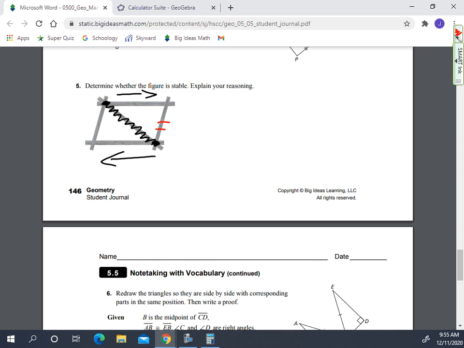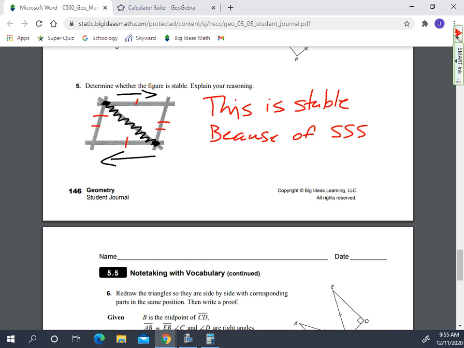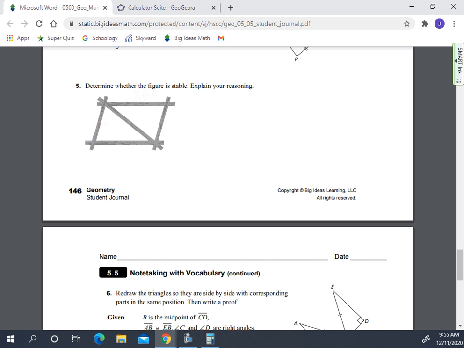Okay. So this is stable. Why? Because of side, side, side. We created 3 congruent sides of the triangle, and if this moved either way, which it can't, because this side length can't change sides. Okay, so it is stable by side, side, side.